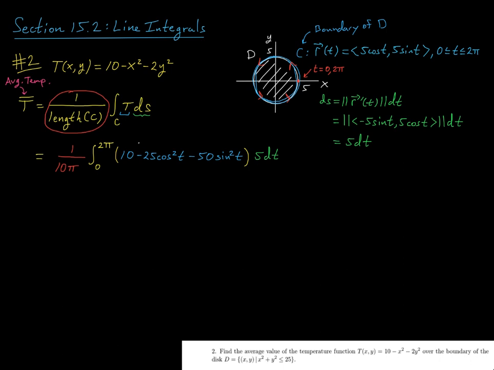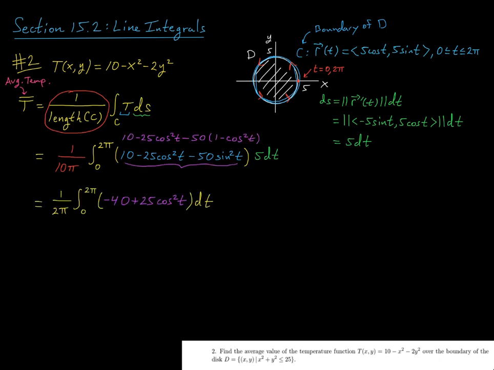Our integral is going to be from 0 to 2 pi. Those are our bounds as we make one trek around this circle. And then out in front, I have just 1 over the length of the circle, and it's a circle of radius 5, so the length is given by the circumference, right? So 10 pi there. Okay, cool. So now let's go ahead and compute this.